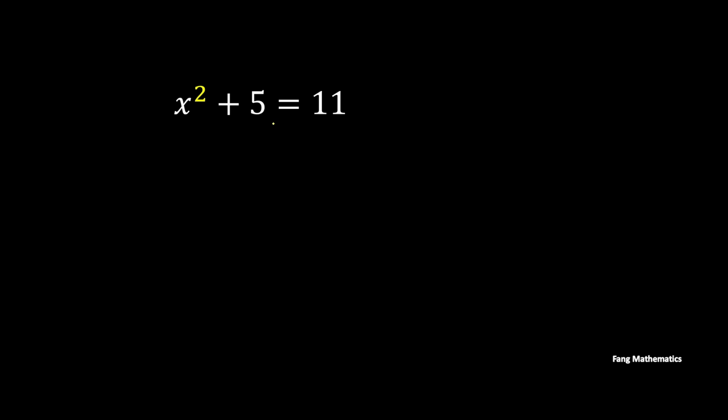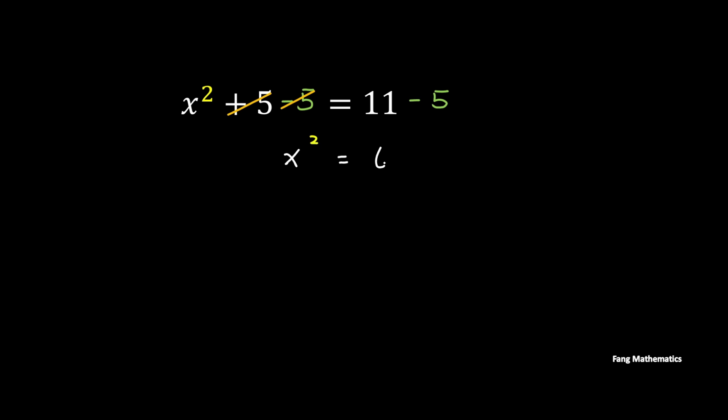In this case, you have plus 5. So this becomes simple. You are to minus 5 on both sides, minus 5 on both sides to get rid of the plus 5. On the left-hand side, your plus 5 and minus 5 get eliminated, leaving you x squared. On the right, 11 minus 5 should give you 6.